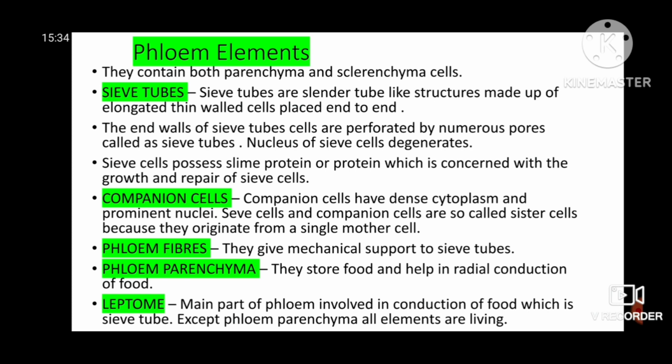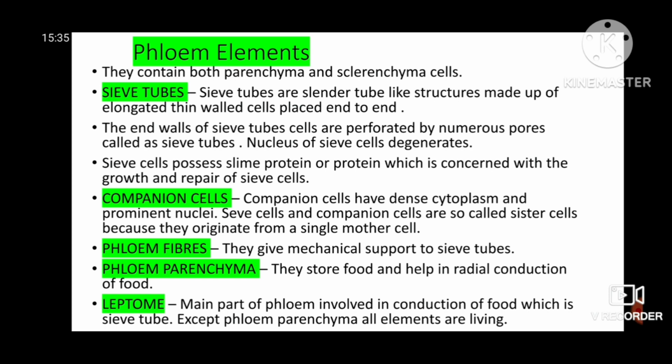The nucleus of sieve cells degenerates. Sieve cells possess slime protein, a protein concerned with the growth and repair of sieve cells. Companion cells have dense cytoplasm and prominent nuclei. Sieve cells and companion cells are called sister cells because they are generated from a single mother cell. Phloem fibers give mechanical support to sieve tubes, and phloem parenchyma stores food and helps in the radial conduction of food. Radial conduction of food means the transporting of food sideways.